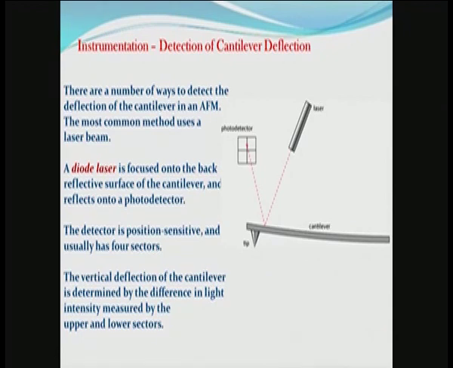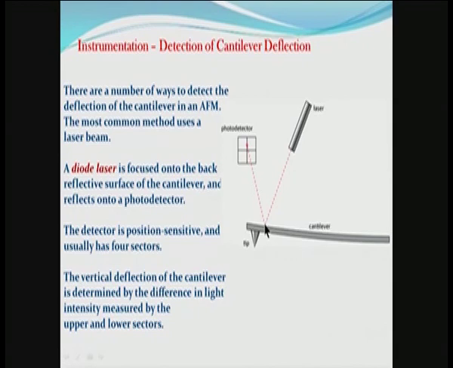What is the instrumentation involved? One has to measure the displacement of a cantilever as it scans a surface. So, how the displacement is measured is shown here. A laser is incident on the back surface of a cantilever, which is a fine tip as shown here. This is reflective also.